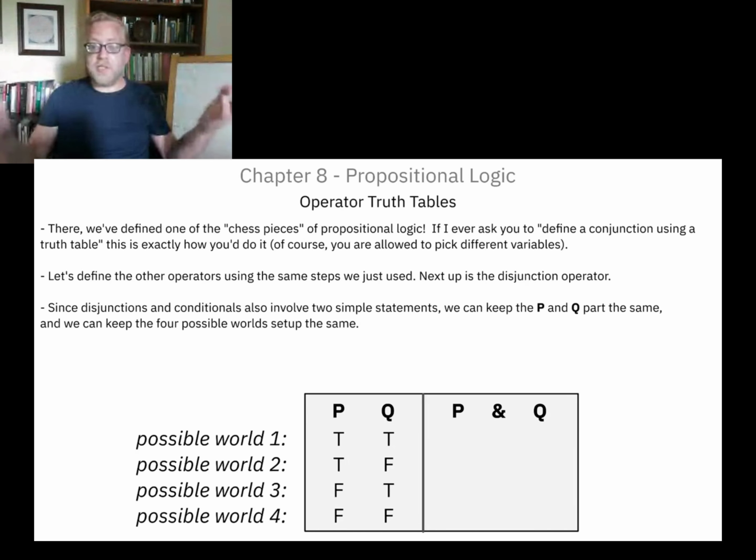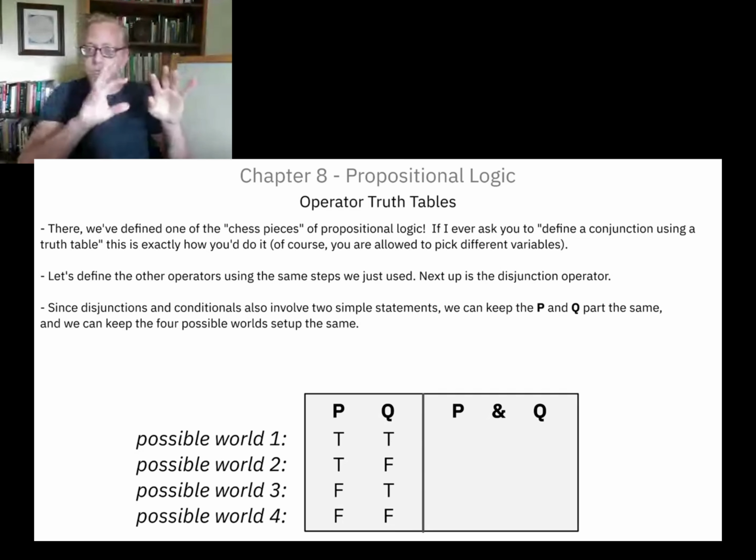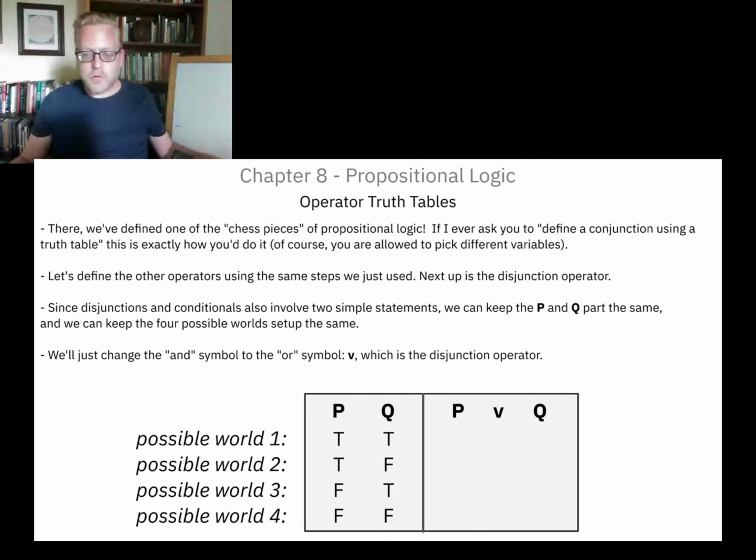And so since disjunctions are also just an operator that holds together 2 simple statements, we can just use the same technique. We can keep P and Q and lay out all the possibilities in exactly the same way. That doesn't change. Still just 2 statements that can be true or false in 4 different combinations. So we'll keep those familiar worlds, but we'll just change the and operator to the or operator. So now instead of P and Q, it says P or Q. And here the rules will be different.